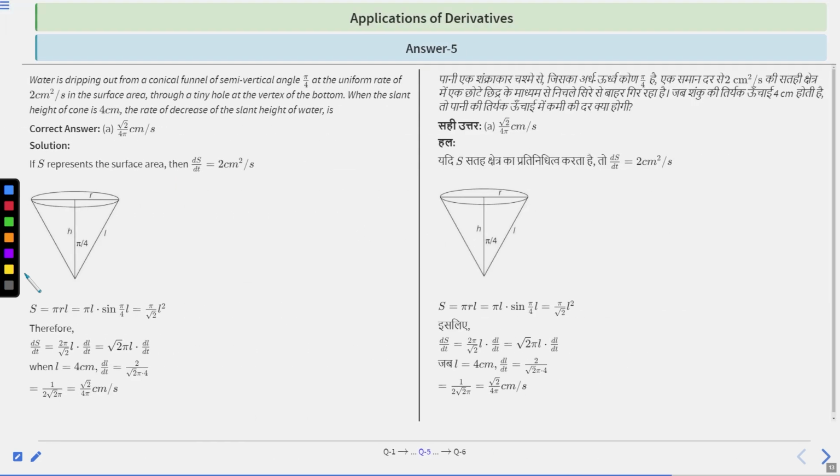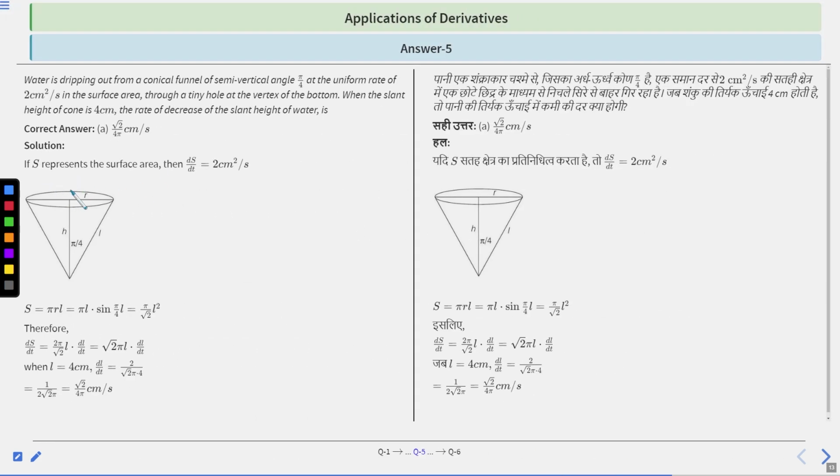Okay, let's move to the solution part. If S represents the surface area, then it is given that dS by dt is equal to 2 centimeter square per second, right? Now we know that the curved surface area of a cone is basically pi RL. Clear? Pi RL.